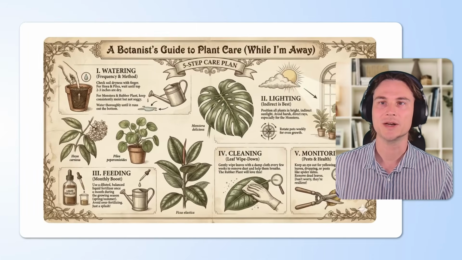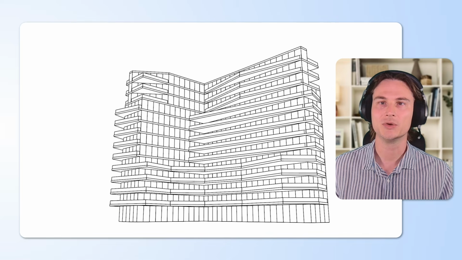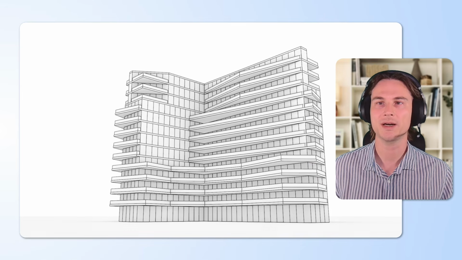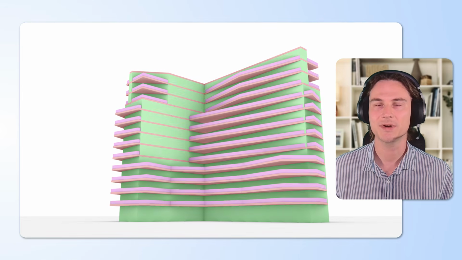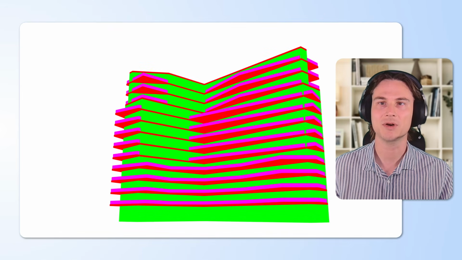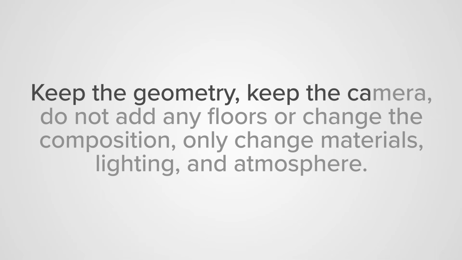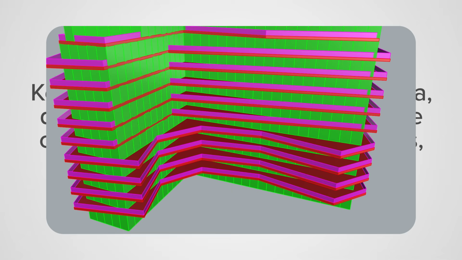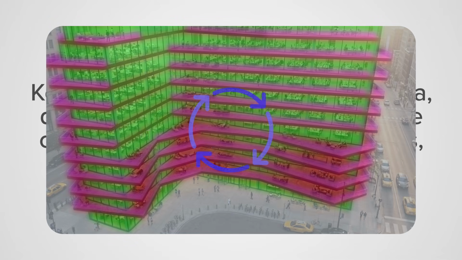The workflow is straightforward. You frame a clean view in your favorite 3D modeling software, hide all the distracting stuff, and grab a simple viewport capture of the massing. Then, you feed that image into Nano Banana Pro with a very explicit instruction. Keep the geometry, keep the camera, do not add any floors or change the composition, only change materials, lighting and atmosphere. You describe the facade language, the tone of the glass, the time of day, and let it give you a handful of options.